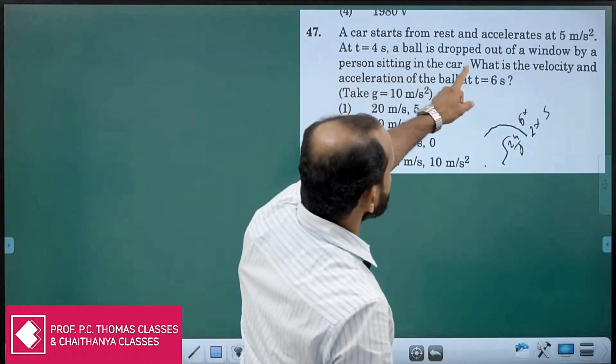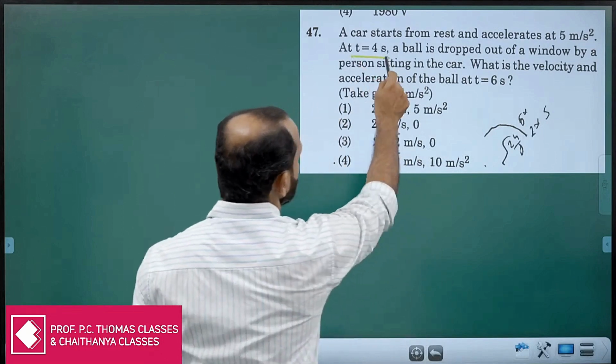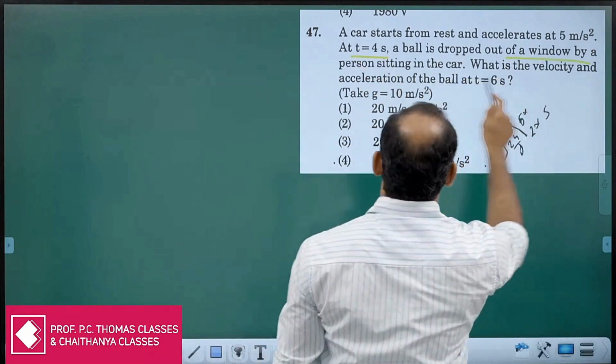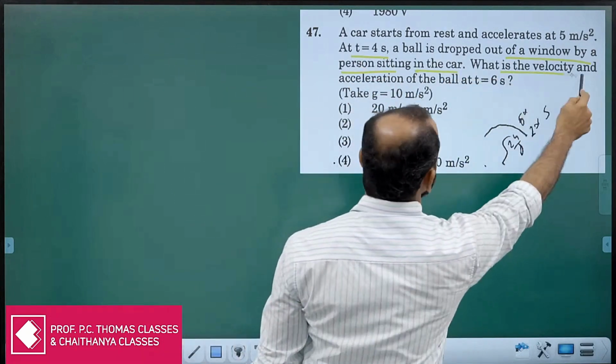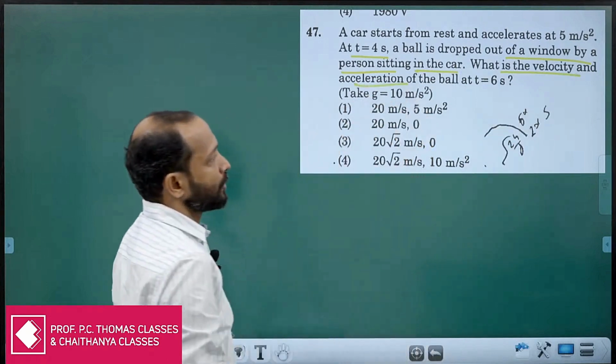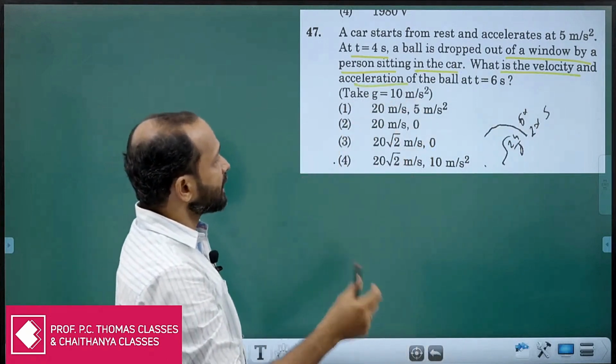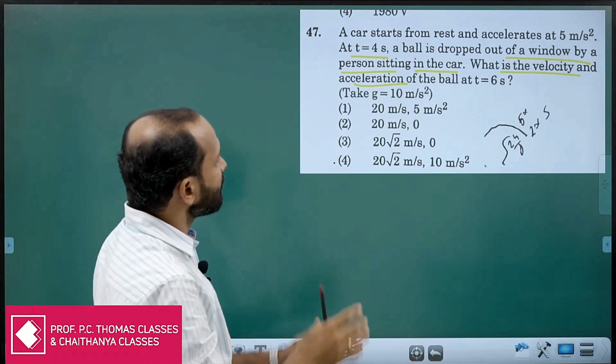27. A car starts from rest, accelerates at 5 meter per second square, and at t equal to 4 seconds a ball is dropped out of a window by the person sitting in the car. What is the velocity and acceleration of the ball? As soon as the ball is left, its acceleration should be the acceleration due to gravity.